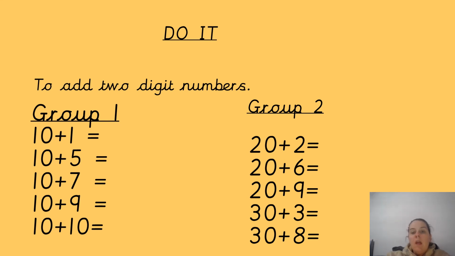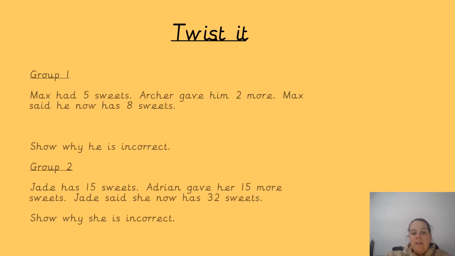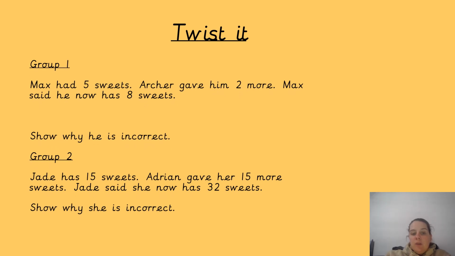Okay? Then you're going to go on to your twist it. So once again, you can choose group 1 or group 2, whichever one your child's comfortable with. So group 1 says, Max had 5 sweets, Archie gave him 2 more. Max said he now has 8 sweets. Show why he's incorrect. So how you show this is your number sentence and the answer.